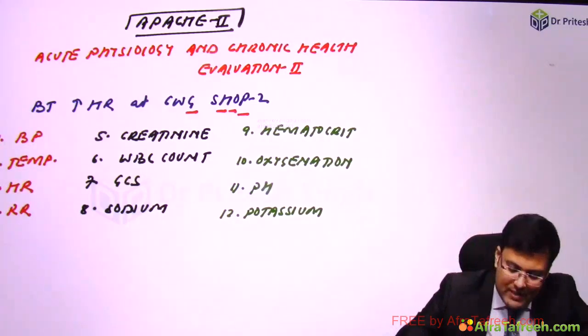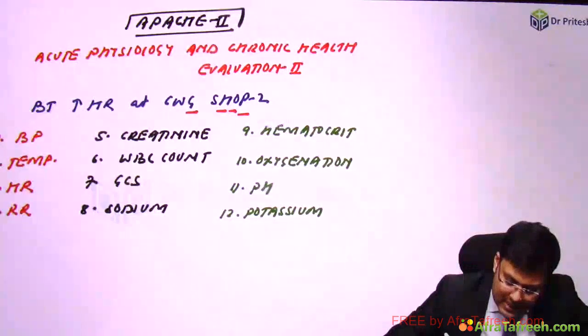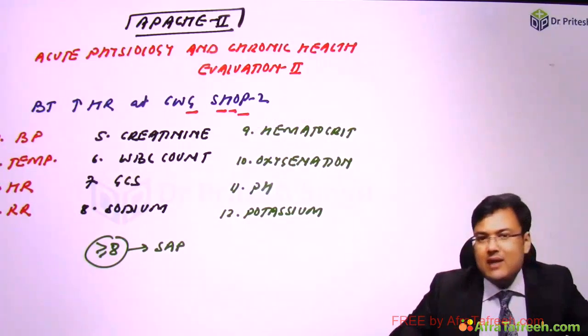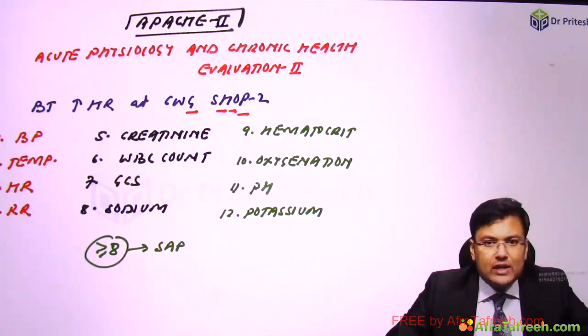Out of these 12 parameters, how many should be present? More than or equal to 8, and this is suggestive of severe acute pancreatitis. So whenever it's more than or equal to 8, the patient is having severe acute pancreatitis. Next is very, very important.